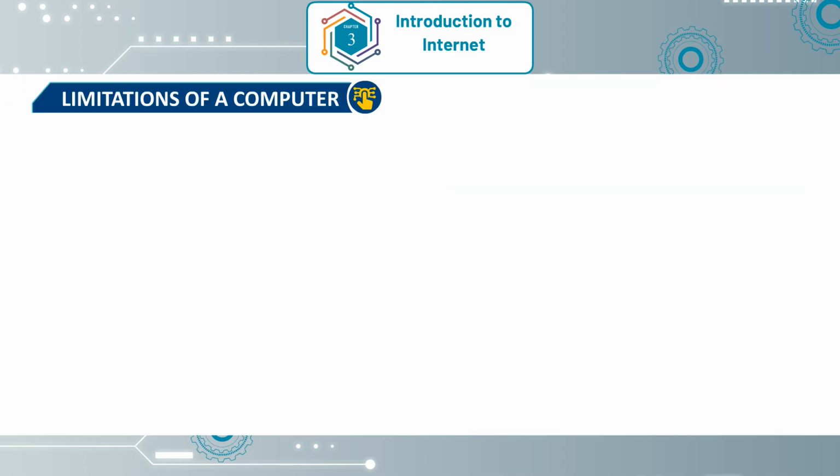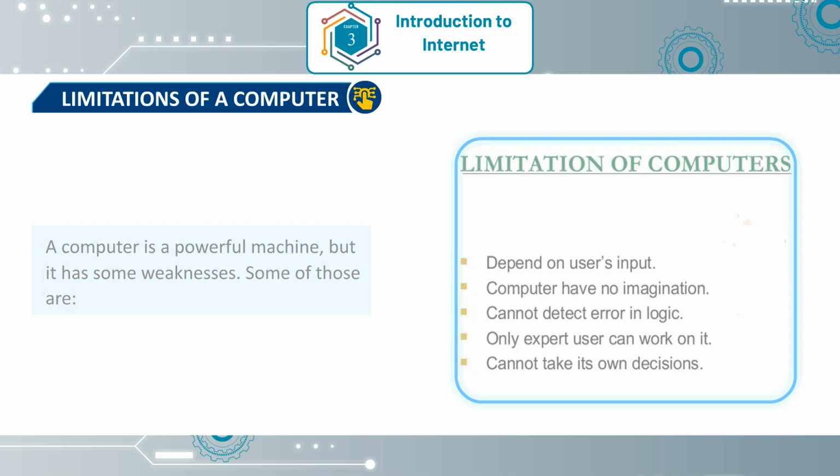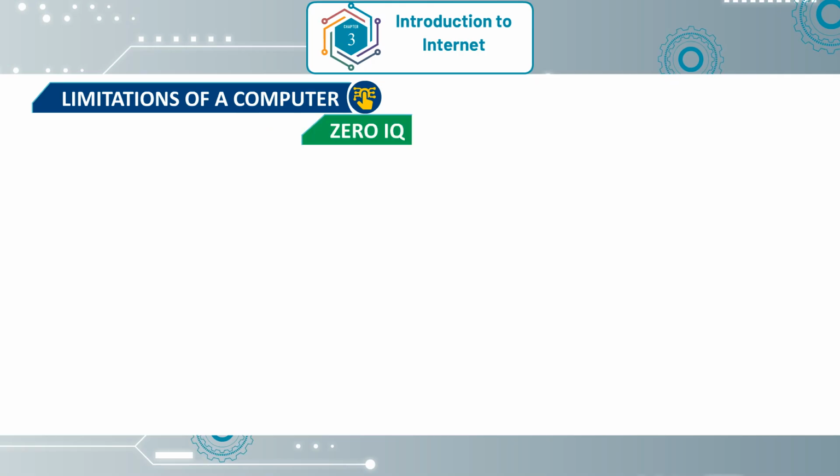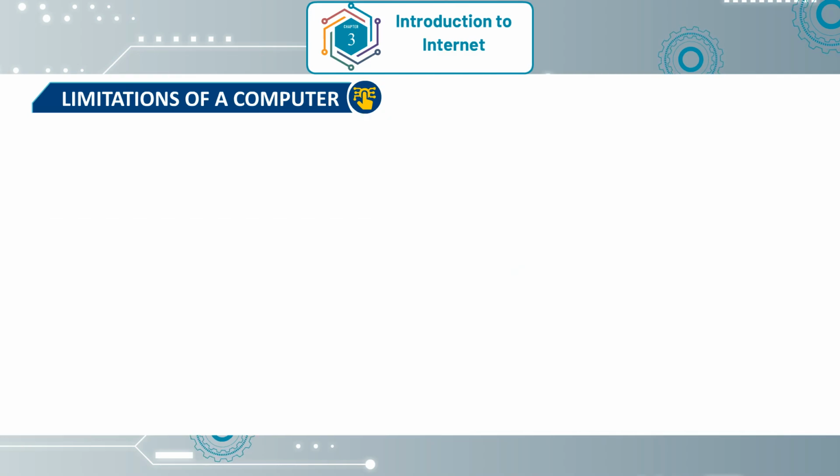Limitations of a computer: a computer is a powerful machine, but it has some weaknesses. Some of those are: Zero IQ. A computer has no intelligence or IQ, intelligence quotient, of its own. It only works based on the instructions it receives. For example, if the input is wrong, the output will also be wrong.